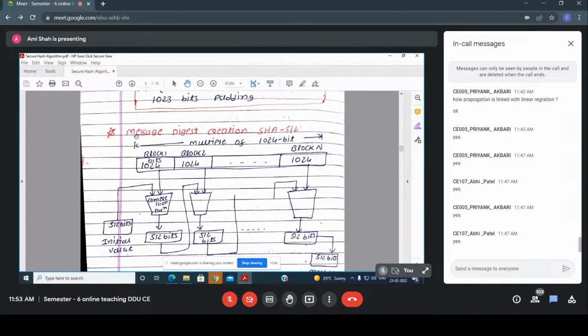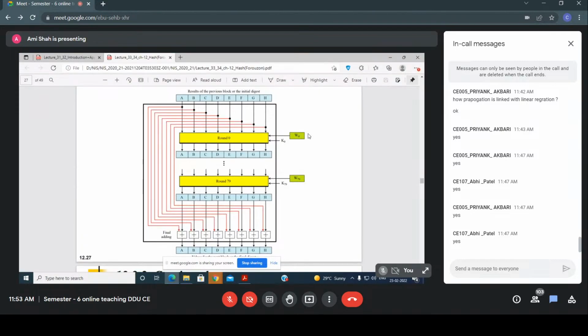And one of the students has asked me a question: what is this block 1? So all of you know that when you observe this figure, this W0 is there. All of you know how many words there are in a block. A block of 1024 bits means a total of 16 words, each of 64 bits, right? Now when you're talking about round 0 to round 79, we have 16 words. For round 0, the W0 word is used. For round 1, the W1 word is used. Round 2, the W2 word is used. In this way, all the words are used.